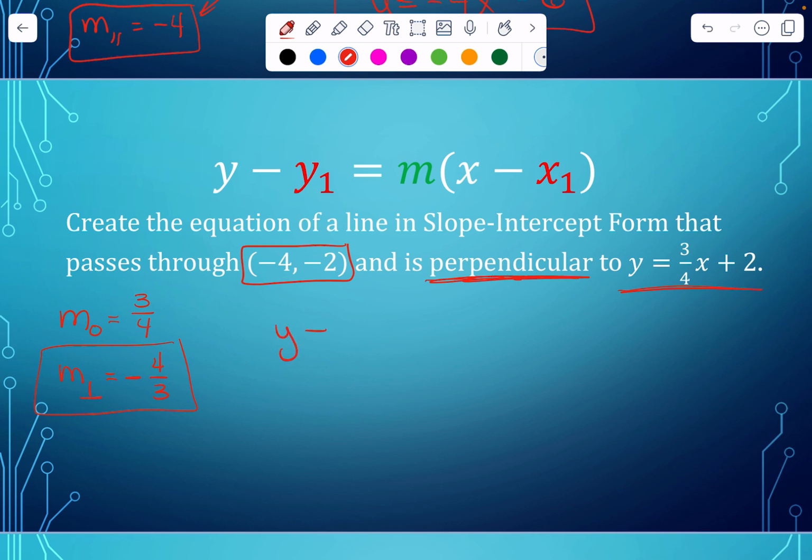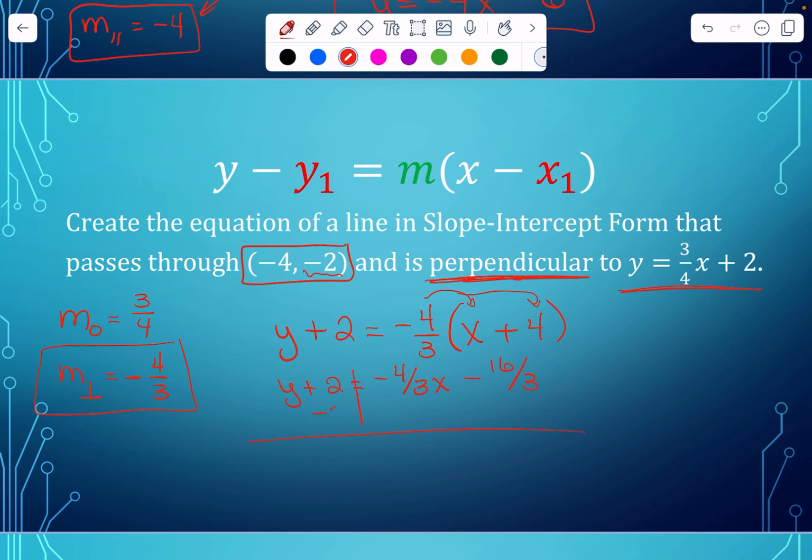So I'm going to go y minus a negative 2, which is going to turn it to plus 2, equals negative 4/3 times x minus a negative 4, which is going to turn it to a plus 4. Now we're going to distribute. So that's going to give us y plus 2 equals negative 4/3 x minus 16/3.